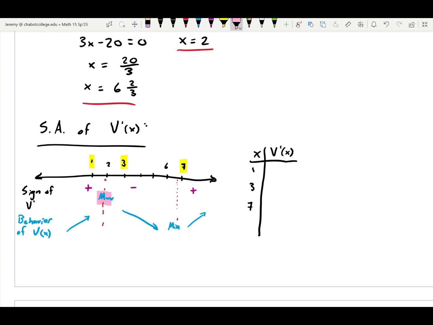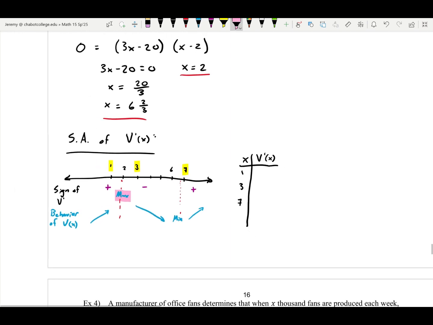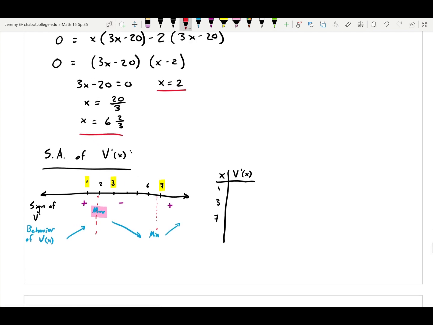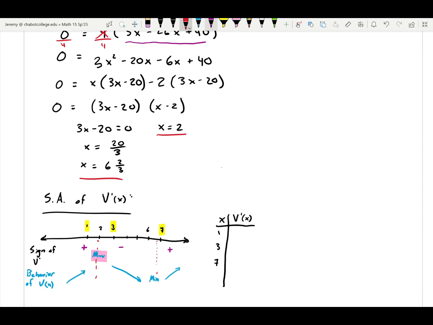But really, we want to maximize the volume. That's what we are asked to do here. So x equals 2 is the value that we want. So maybe I'll put a little purple cloud around 2. This is the one that we want, because that maximizes volume.